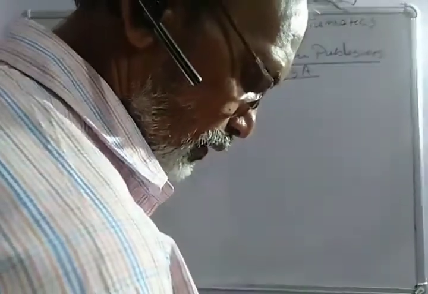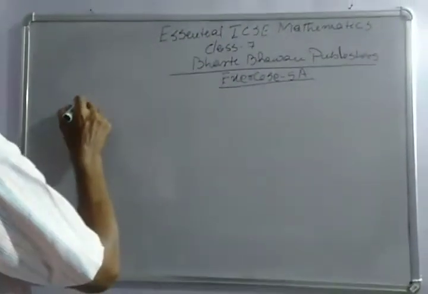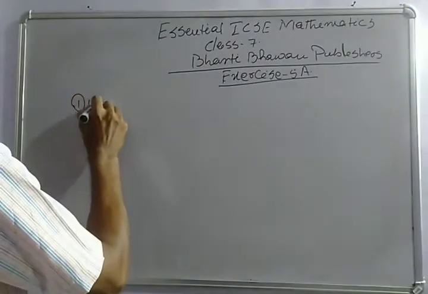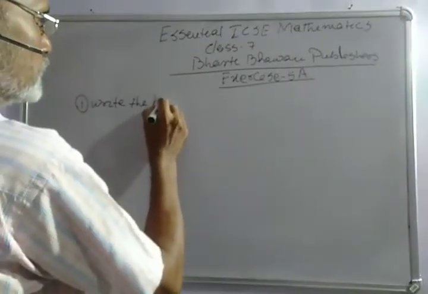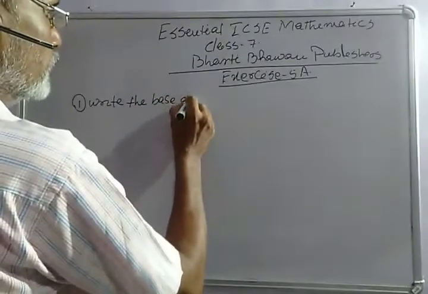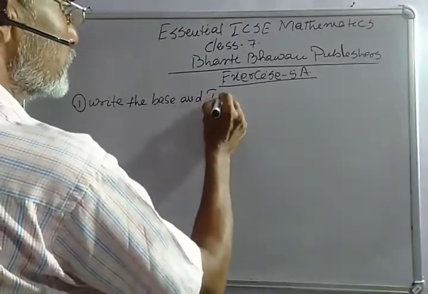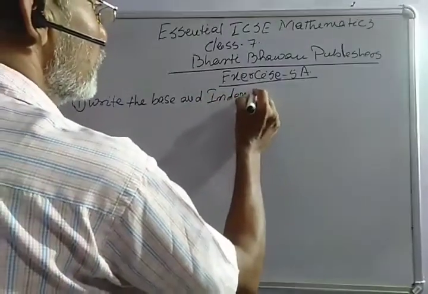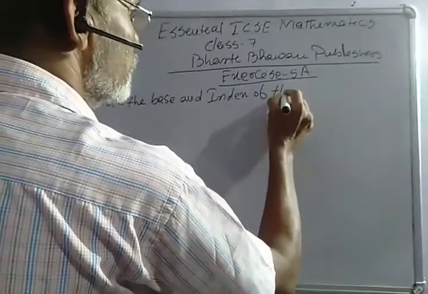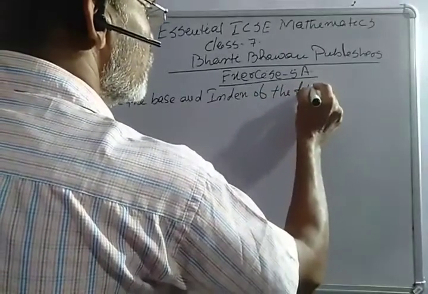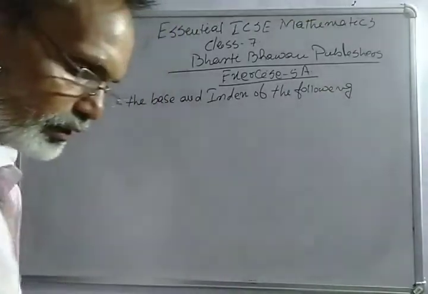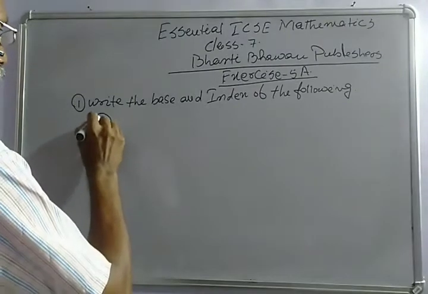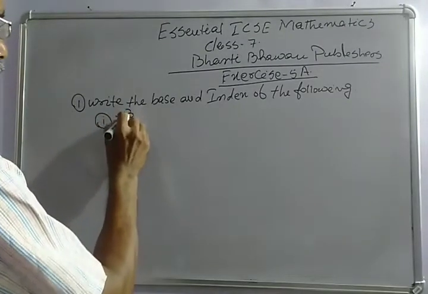Write the base and index. Number 1 is: write the base and index of the following. Number 1, 7 to the power 3.